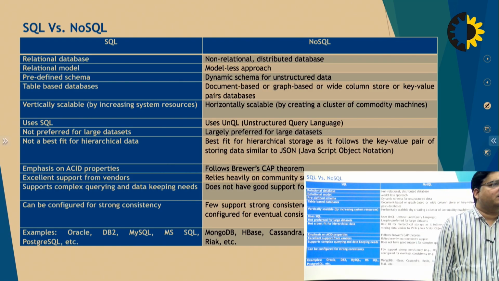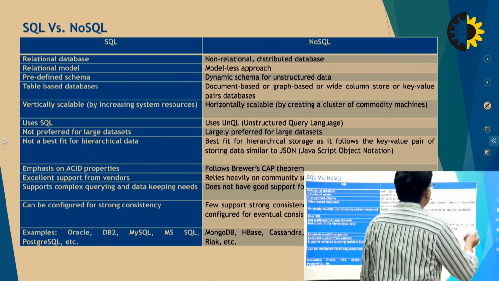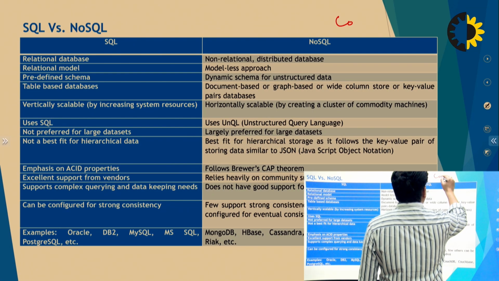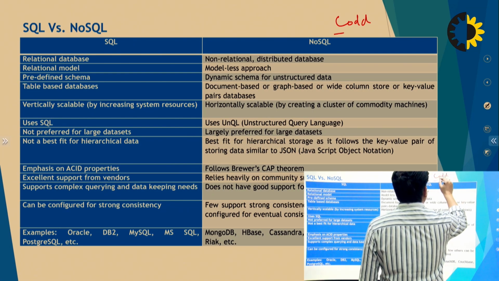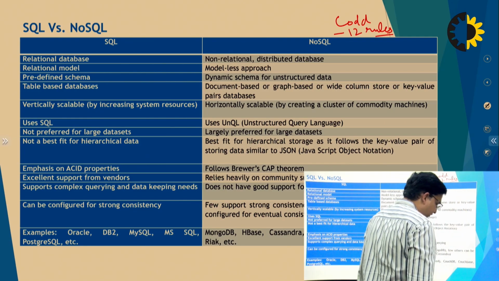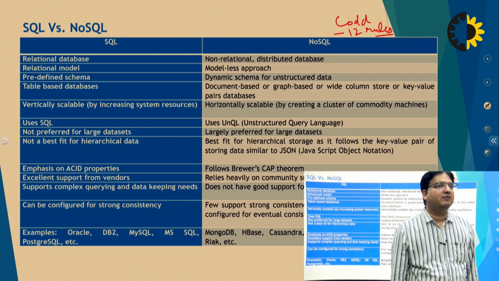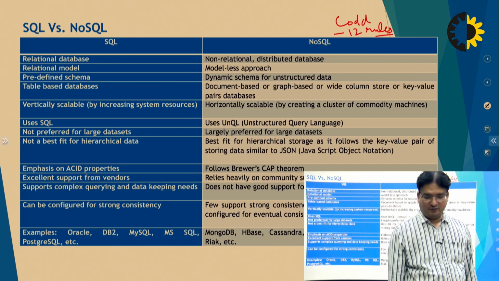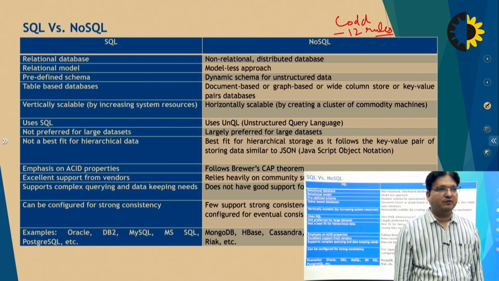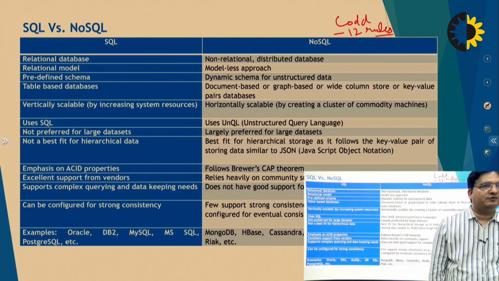SQL follows the relational database model given by Codd. So SQL follows the 12 rules of Codd, whereas in reality, no relational database follows all the rules. Some follow 8, some follow 7, some follow 9 rules. And NoSQL is a model-less approach. There is no particular model which needs to be used.